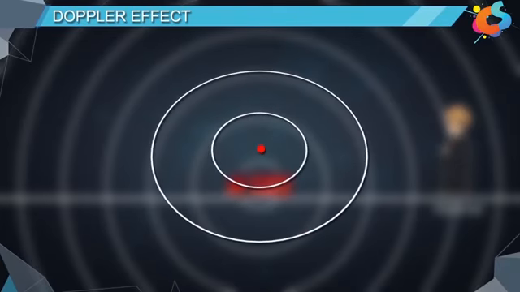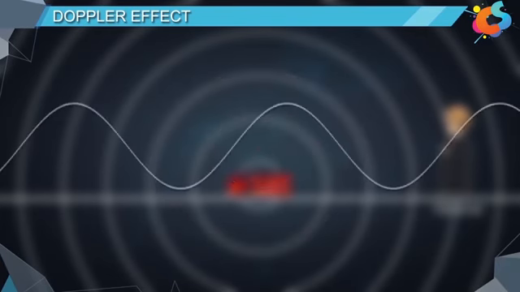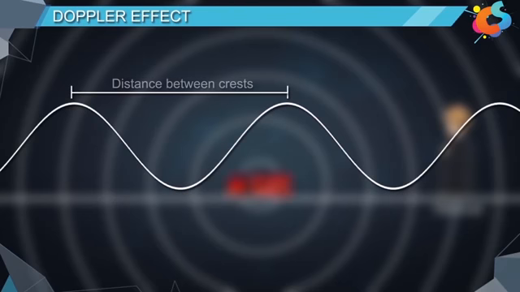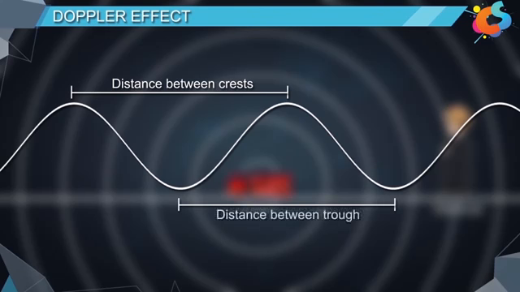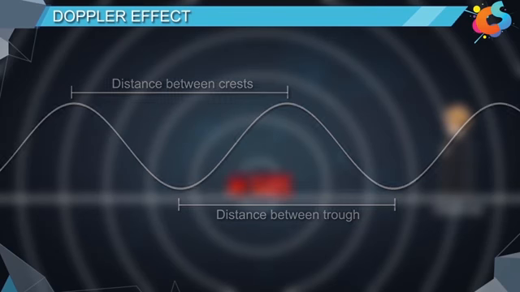The wavelength is the distance between two wave fronts. It is also the distance between the crest of one wave to the crest of the adjacent wave, or the distance between the trough of one wave to the trough of the adjacent wave.